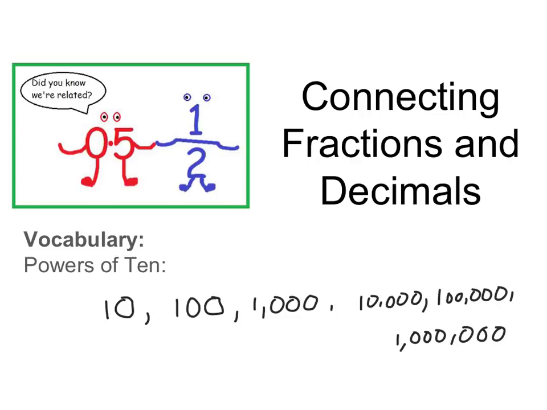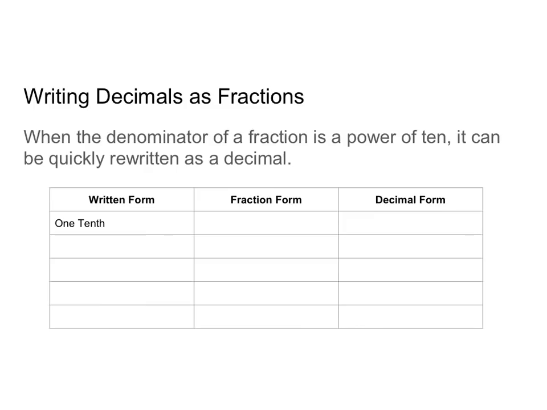Amazing how quick it gets when we're doing powers of 10. Each one is 10 times bigger than the last. We care about this because these are the denominators of the fractions that correspond to decimals. So in other words, when the denominator of a fraction is a power of 10, it can be quickly rewritten as a decimal. So we're going to fill out this table using the written form, or like the words, the fraction form, and the decimal form.